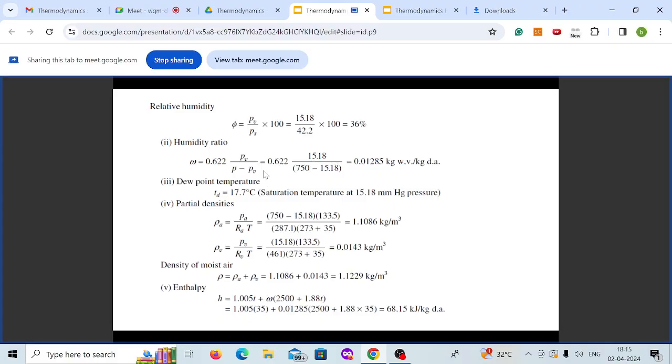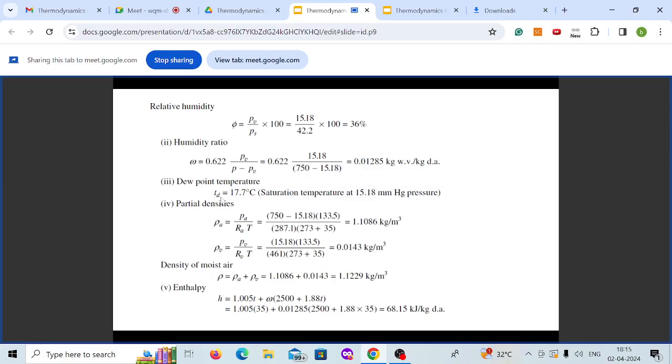So here we have 0.622 into, we are substituting because this is in ratio, so units will get cancelled out. So we can directly substitute in mm of Hg. So 15.18 divided by 750 minus 15.18. So that will be the pressure of dry air. So this will give you 0.01285 kg of water vapor per kg of dry air.